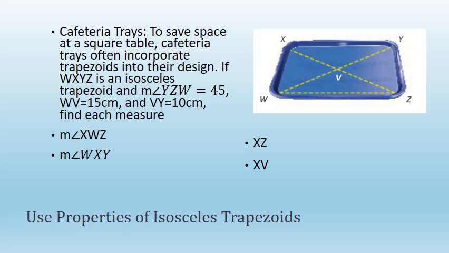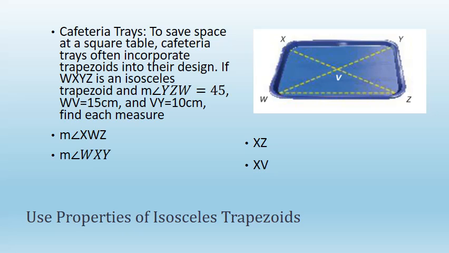And if we have one pair of congruent base angles, then it is an isosceles trapezoid. One other thing that we know is that in a trapezoid, it's isosceles if and only if the diagonals are congruent. So let's read what we got here.